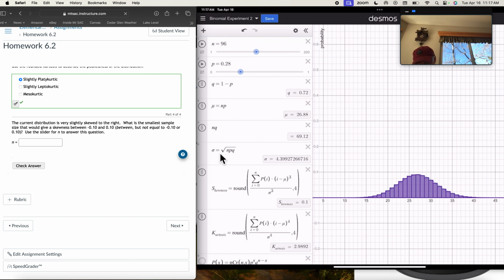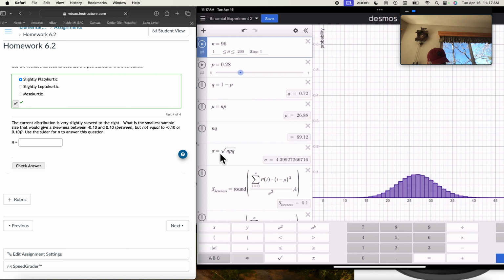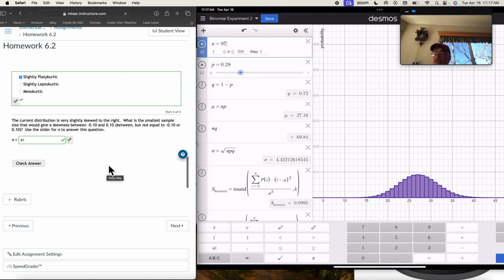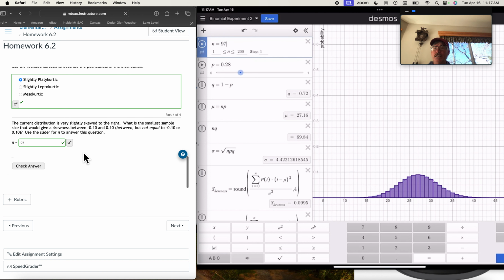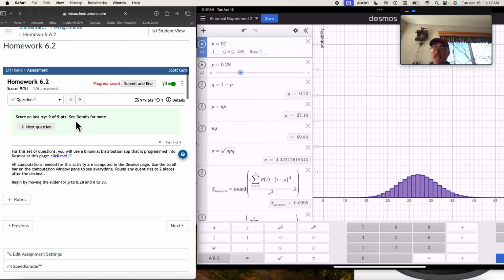So instead of 96 for the sample size, I'm going to go up to 97. And now you can see here that the skewness is 0.0995, and that finally is less than 0.10. So let me go ahead and put that into my answer here. Sample size needs to be 97. I'm nervous about this one, but I think I got it right. And up at top it says we got 9 out of 9, so that's the end of that problem.